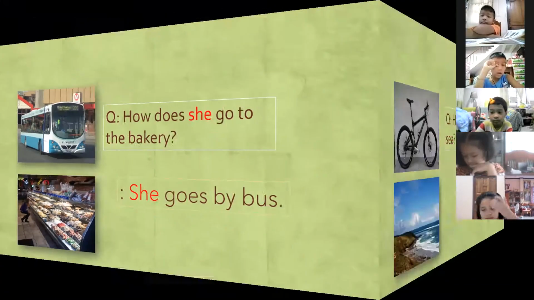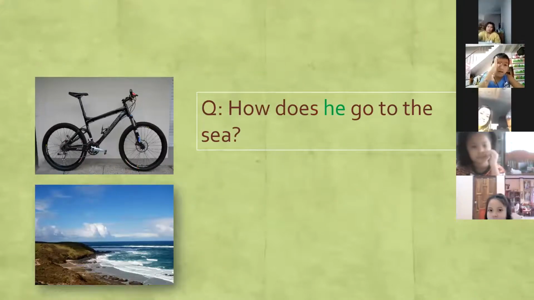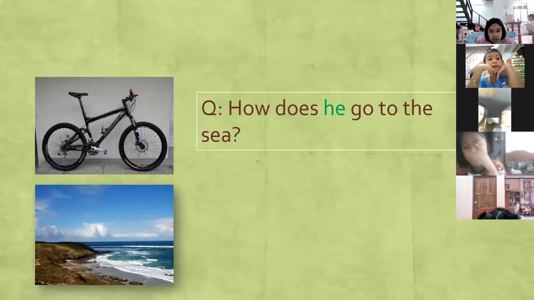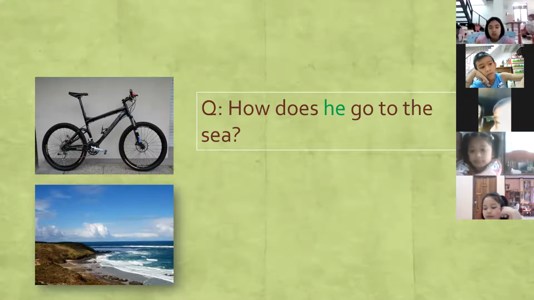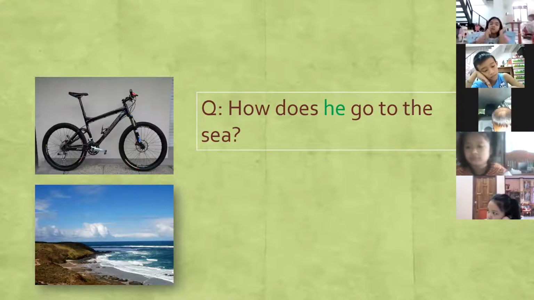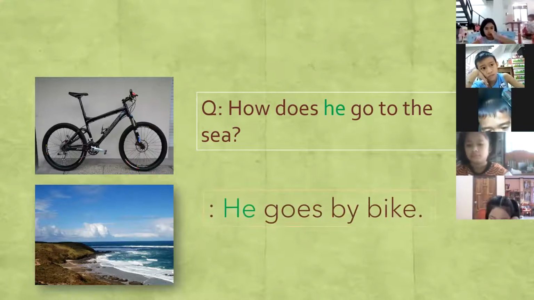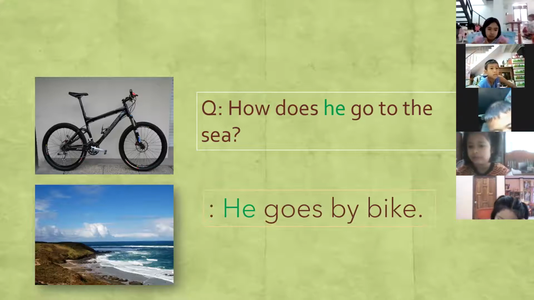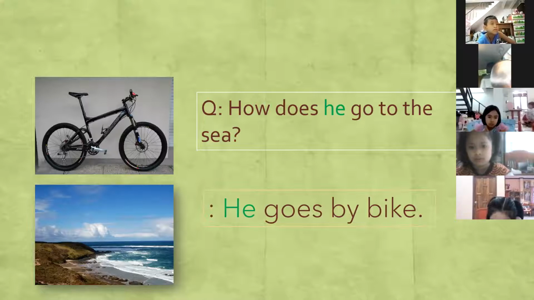How about this one? How does he go to the sea? What's the answer, everybody? Okay, everyone, very good. He goes by bike or bicycle. It's the same. He goes by bike. Correct.